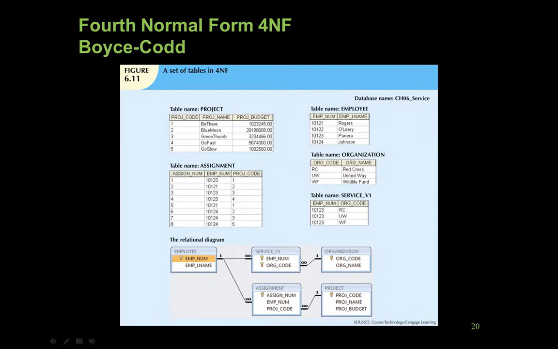And you can see that in the relational diagram at the bottom of this chart. And again, while the fourth normal form may break your data down into the smallest possible object, it doesn't necessarily do anything to increase the speed or accuracy of your database engine.